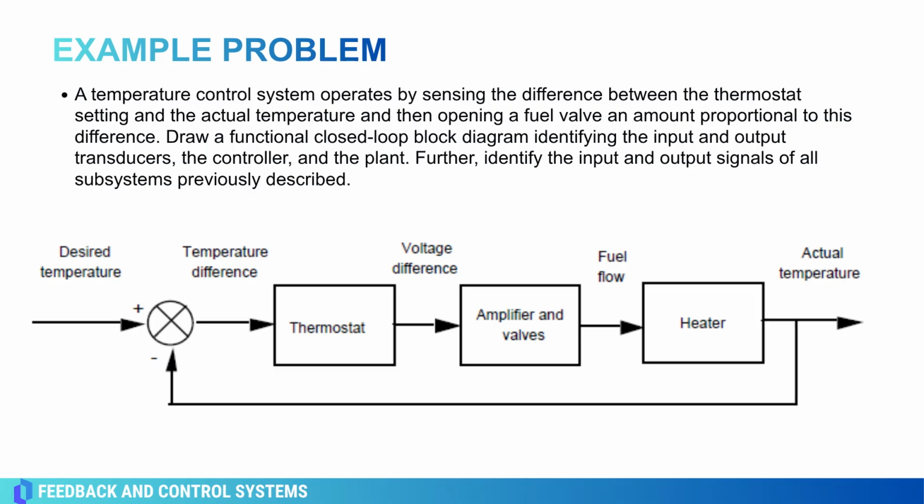Afterwards, the fuel will flow towards the heater. Then it yields the actual temperature. If there's a difference between the actual and the desired temperature, then we will go back through the feedback towards the summing point. So this is an example of a closed loop control system.